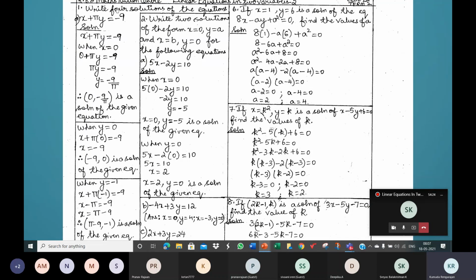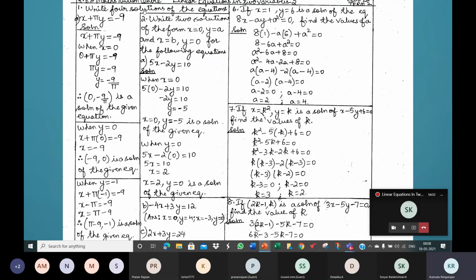Write 4 solutions of the equation. So we have this equation, x plus pi y. You don't have to take the value of pi as 22 by 7. x plus pi y is equal to minus 9. You need to write 4 solutions, that is, without making the graph.